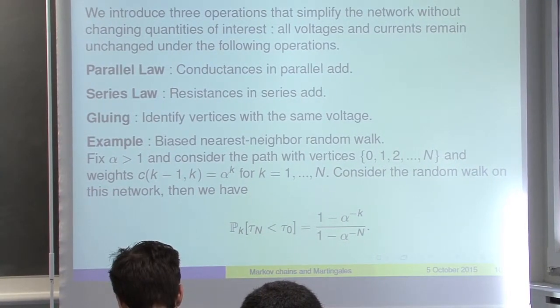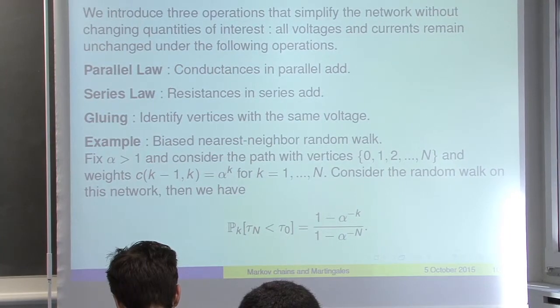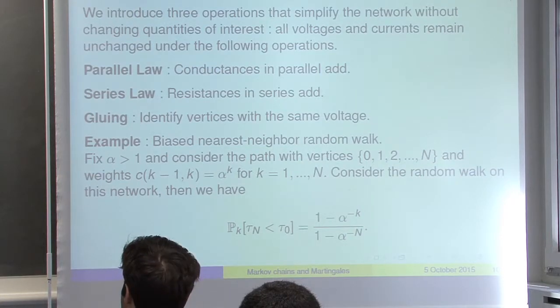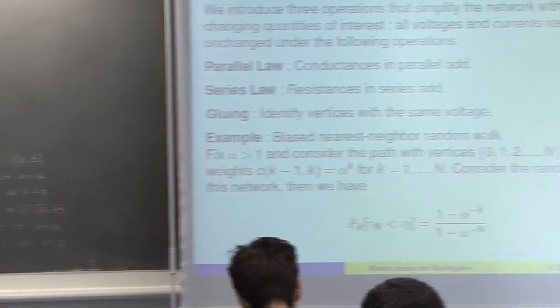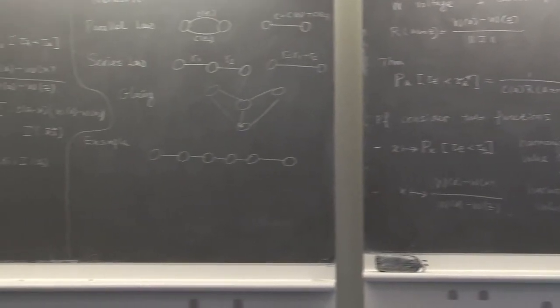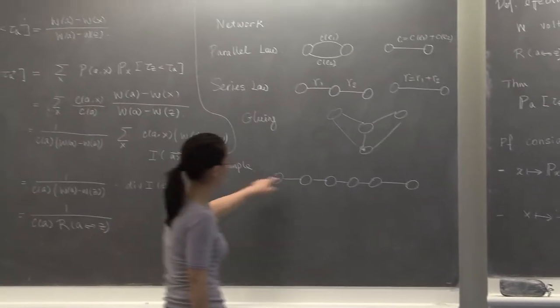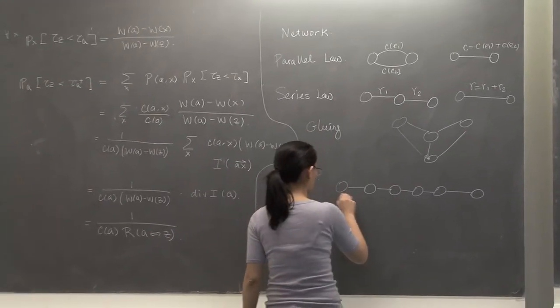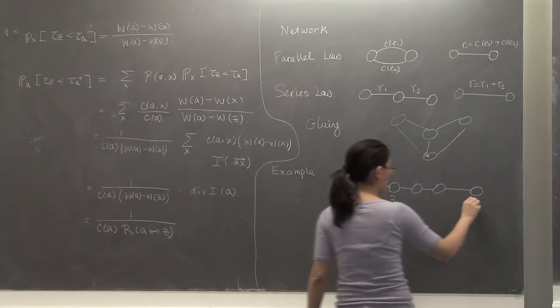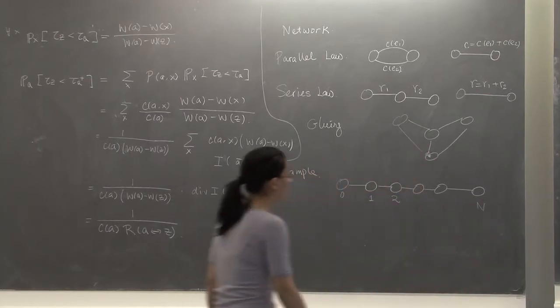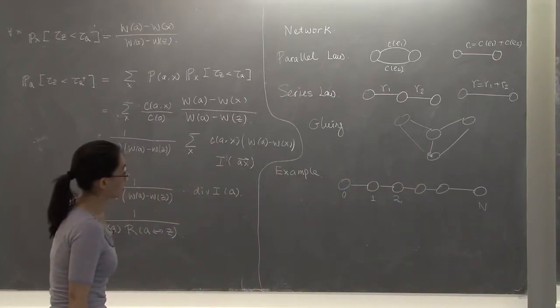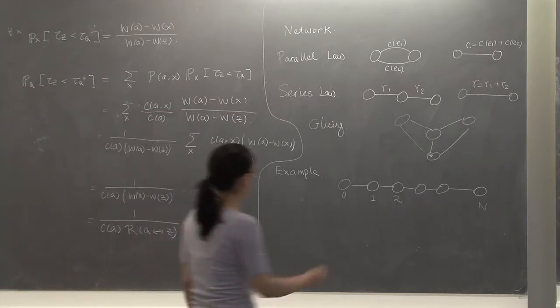Consider a biased random walk on the interval. This interval has n plus 1 vertices. It's just a line. So this is 0, 1, 2, and this is n. This is a network, and the conductance on the edges is given by this relation.